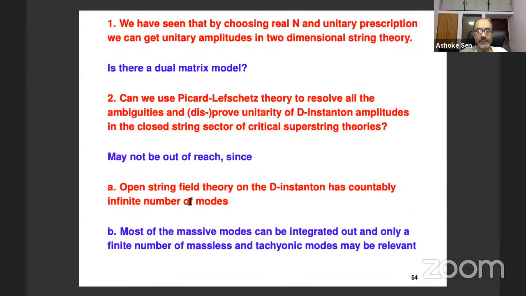An open string field theory on D-instantons actually has countably infinite number of modes. But it's not a continuous set like quantum field theories or even quantum mechanics. It has countably infinite number of modes. Furthermore, most of the massive modes can actually be integrated out. They do not give an imaginary part. They are not responsible for anything interesting. So the real players in this game are only a finite number of massless and tachyonic modes.